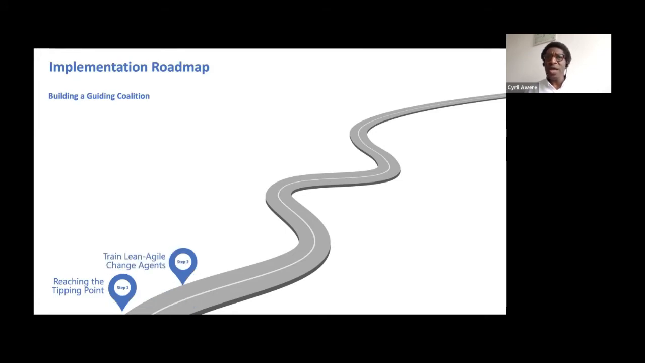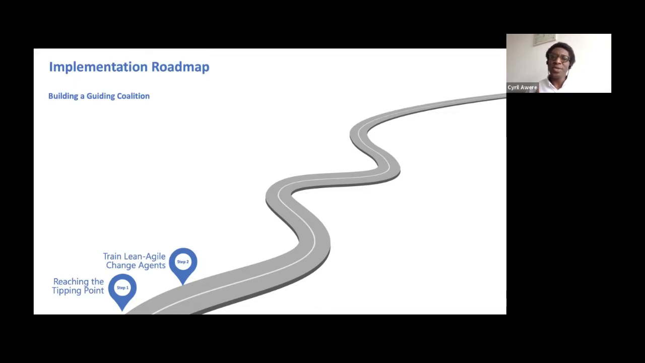And then the second step is where we look to train what we call lean agile change agents. Lean agile change agents are basically SPCs, SAFe program consultants, who have been given thorough training. They have a good, thorough understanding of the framework, and of course the expertise to help bring about change across the whole organization, across the whole enterprise.